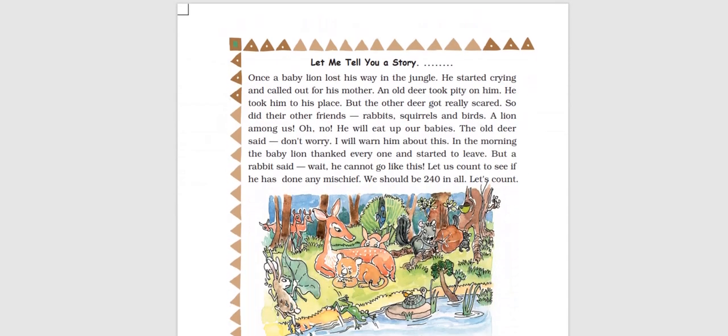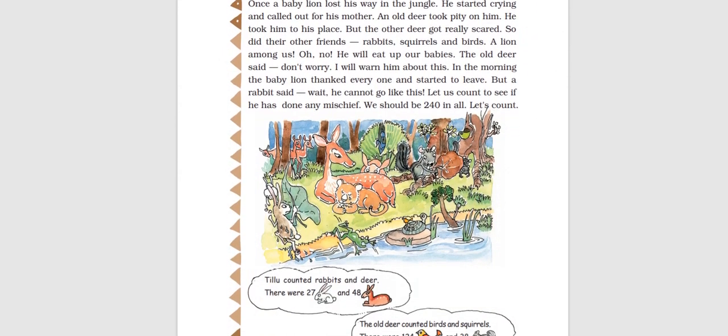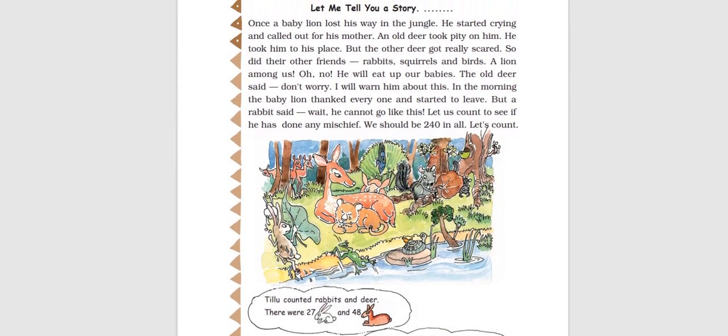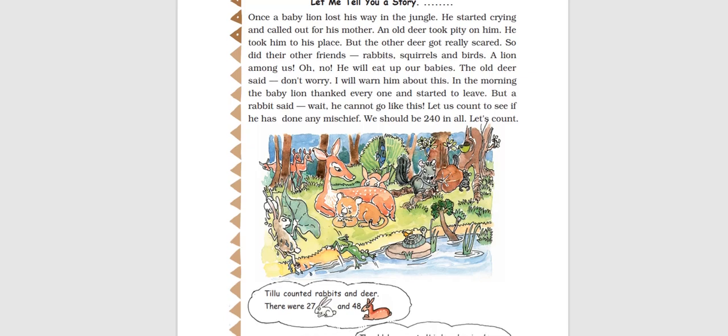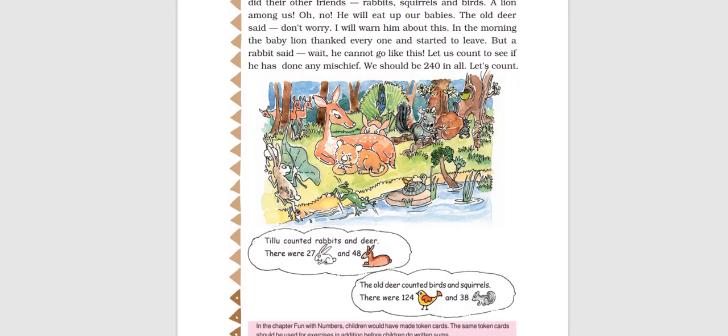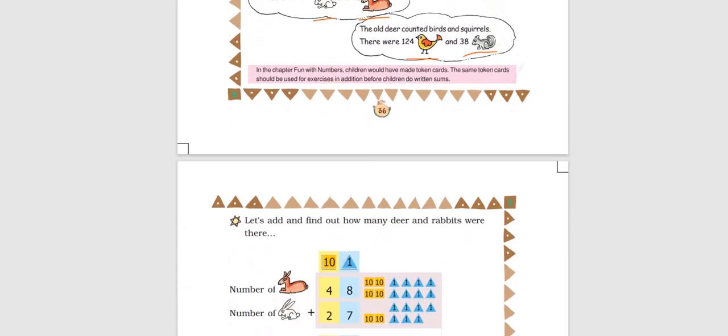Let's move on. Okay, there is a story here, and basically we are counting the rabbits and the deer in the story. Tilu counted rabbits and deer. There were 27 rabbits and 48 deer. The old deer counted birds and squirrels. There are 124 birds and 38 squirrels. Okay?